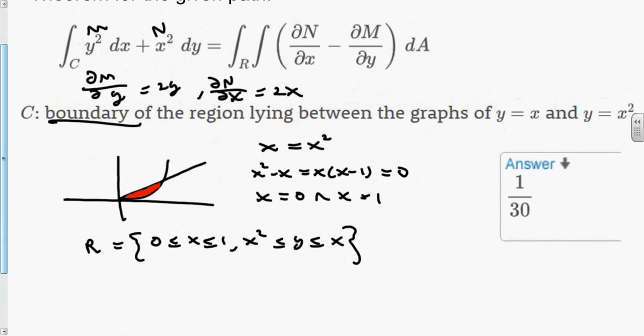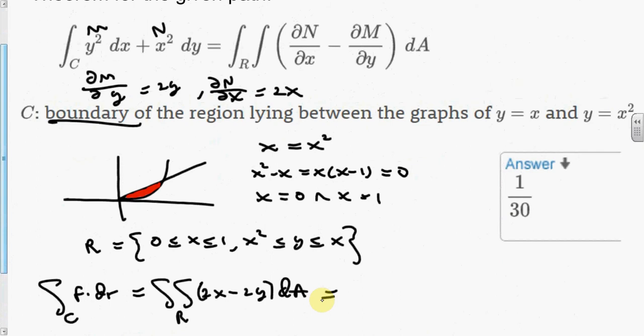So according to Green, this line integral becomes this double integral over the region of those partial derivatives. This is 2x minus 2y dA. And we know what the area is based on the region. So we have the integral from 0 to 1, the integral from x squared to x, of 2x minus 2y, dy dx.